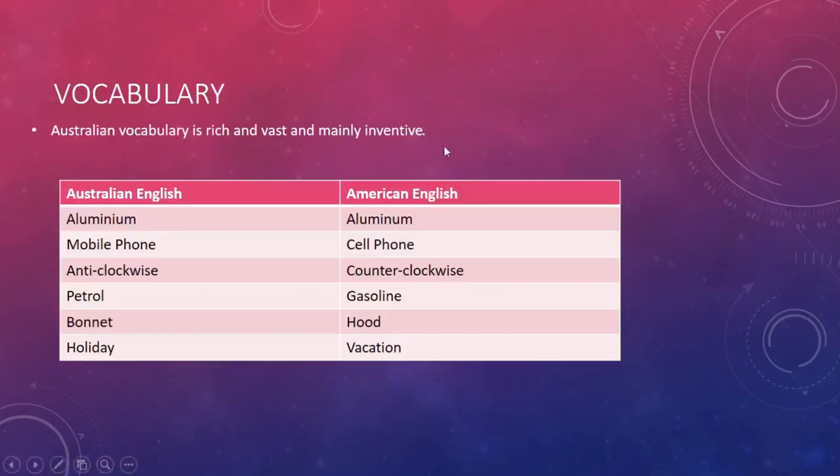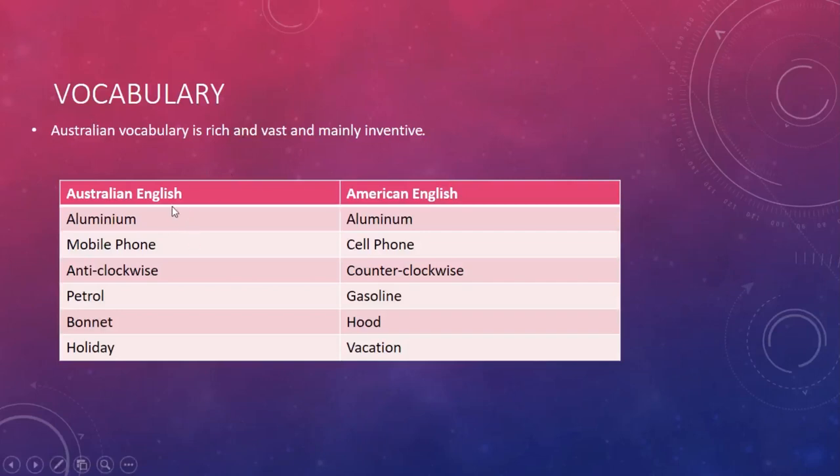Let's now look at the vocabulary in Australian English. Australian vocabulary is extremely rich and vast and mainly inventive. I already mentioned that they used to invent new words because they had really new experiences in this new island they came to. So it is in vocabulary that you find the most differences between Australian English and other forms of English. Let's look at some important distinctions.